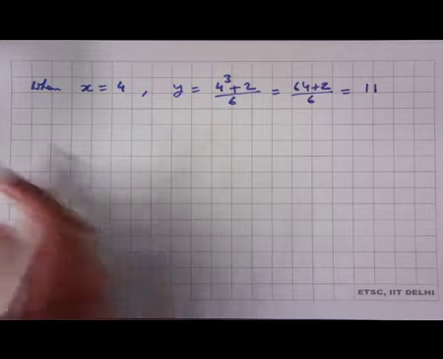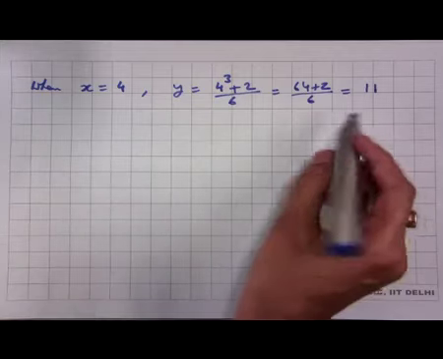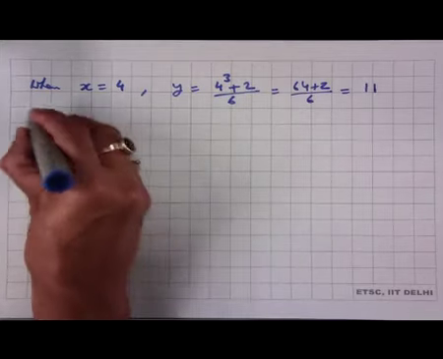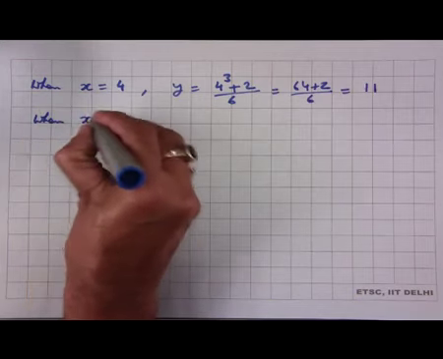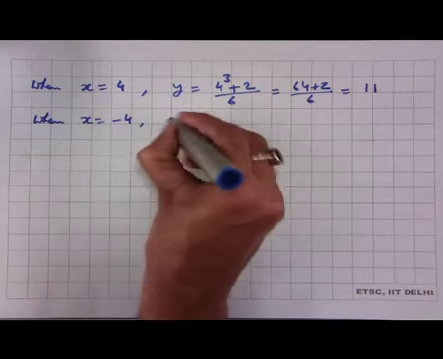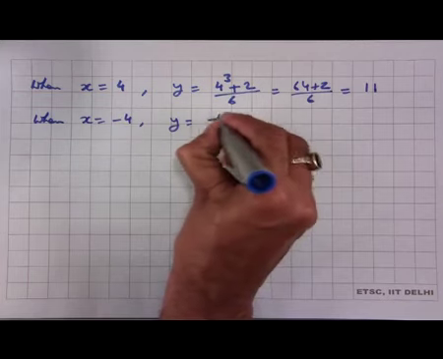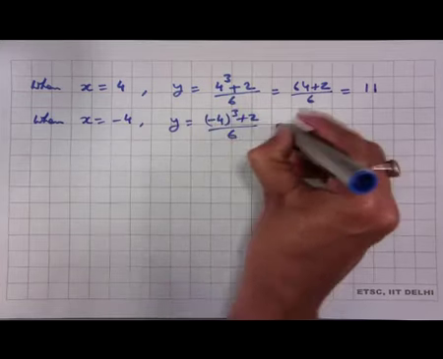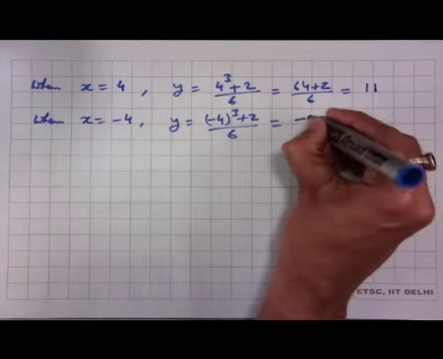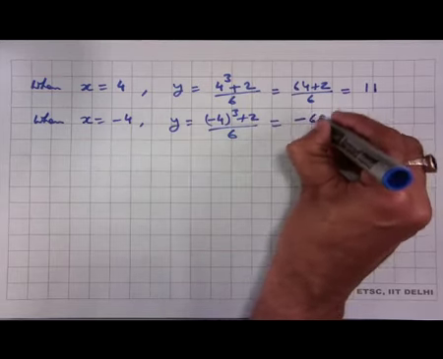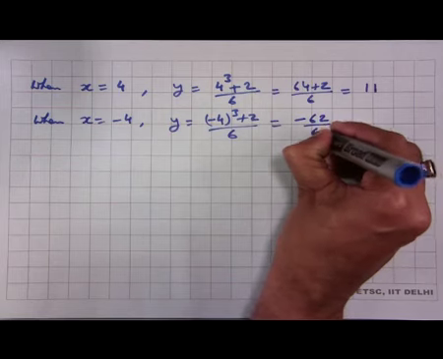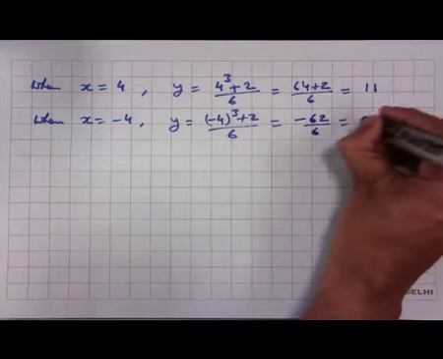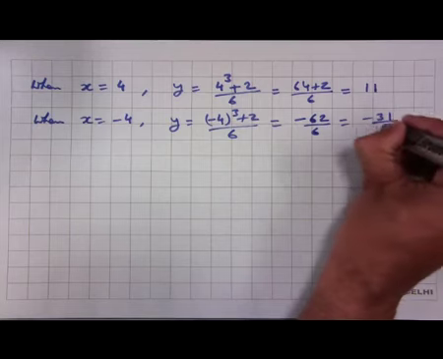So, y is 11, and when x is equal to minus 4, then y will be minus 4 cubed plus 2 divided by 6, this is equal to minus 62 by 6, or minus 31 divided by 3.